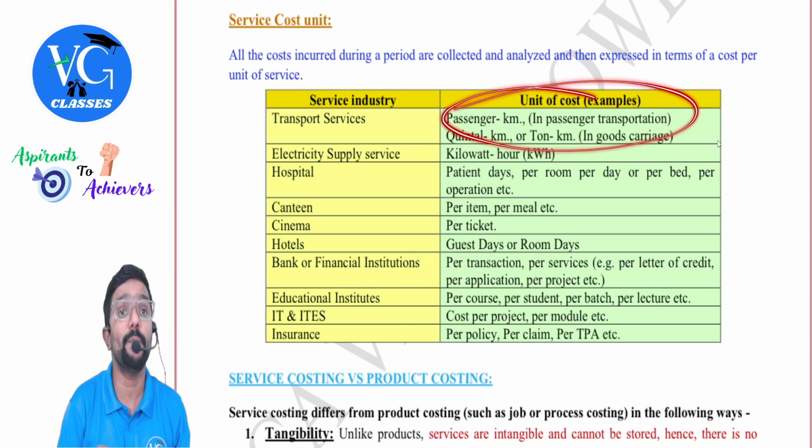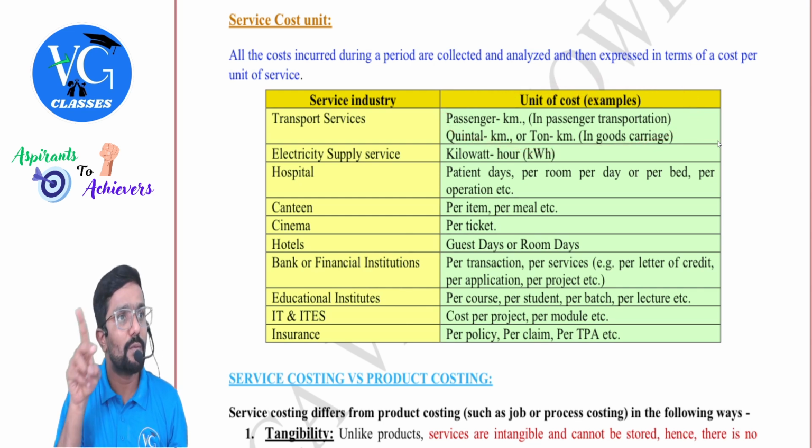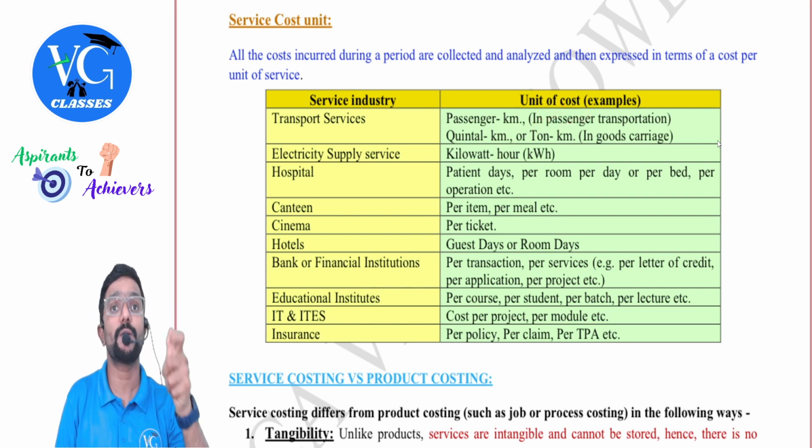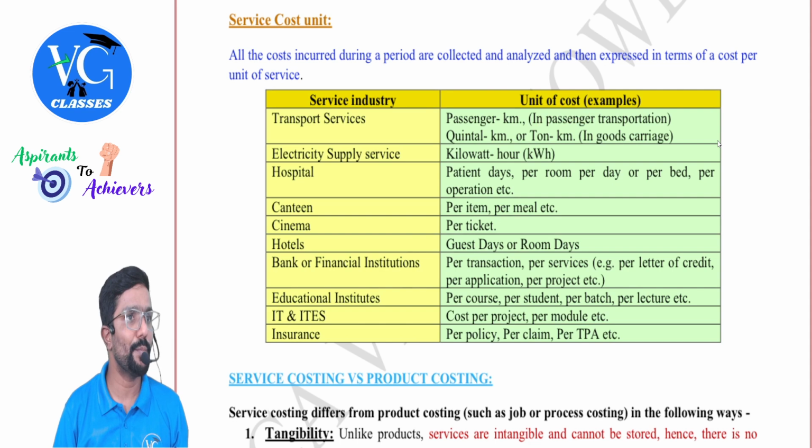And we call this a composite cost unit, guys. When there are two or more bases, here there are two bases. What is it, sir? Passenger kilometer. Same way for goods transportation, tonne kilometer, two bases are there. We call it a composite cost unit. Next, electricity supply service, kilowatt hours.